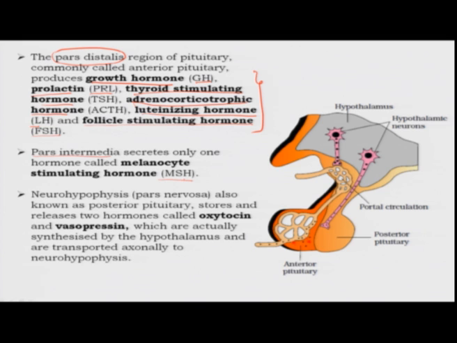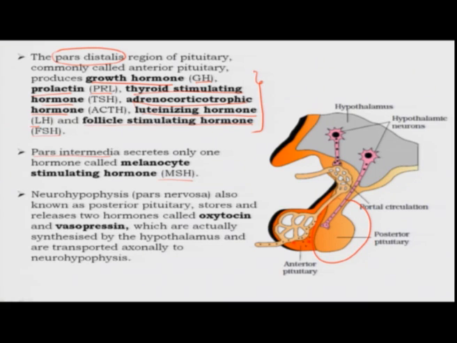abbreviated as MSH. Now, let us move on to the posterior part of the pituitary. And although this does not secrete hormones by itself, it has the hypothalamic axons, neurons that have their axons within the posterior pituitary, and they release two hormones which are stored in the posterior pituitary. This is oxytocin and vasopressin, which, as I said, are actually synthesized by the hypothalamus and transported axonally to the neurohypophysis. Now, let us talk about the functions of each of these pituitary hormones one by one.